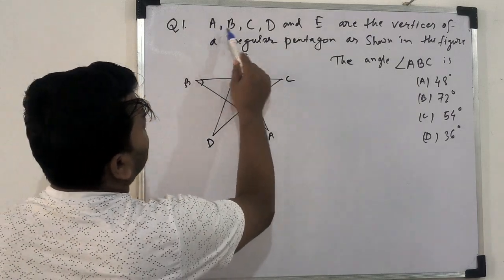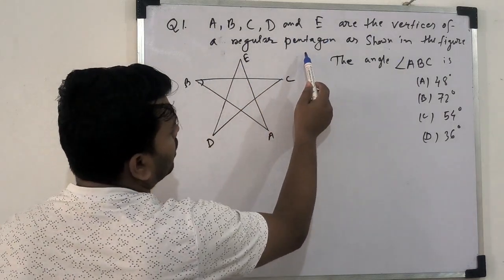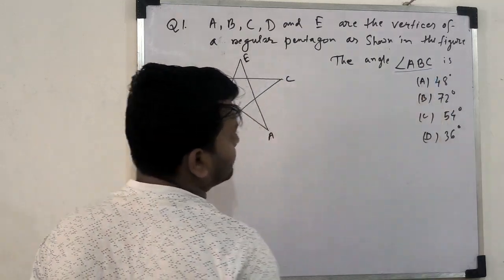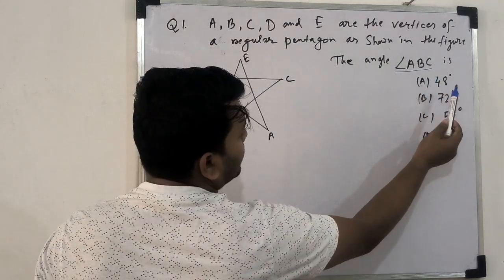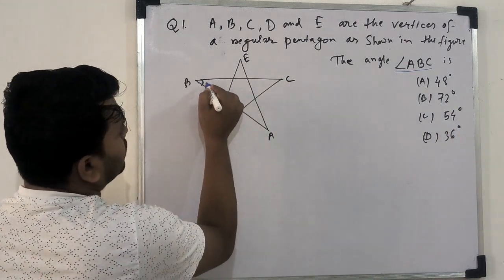First question is: A, B, C, D and E are the vertices of a regular pentagon as shown in the figure. We have to find the angle ABC. Four options are given: 48, 72, 54 and 36 degrees. So this angle we need to find.